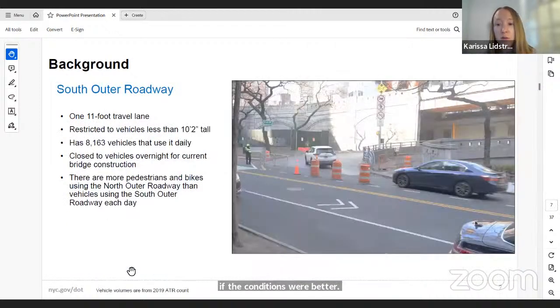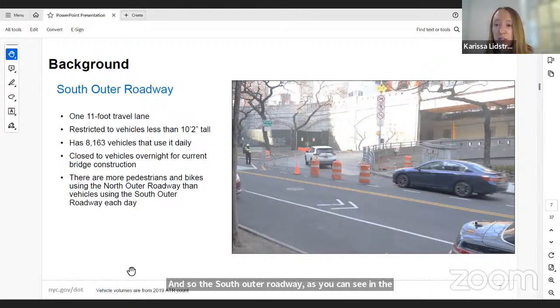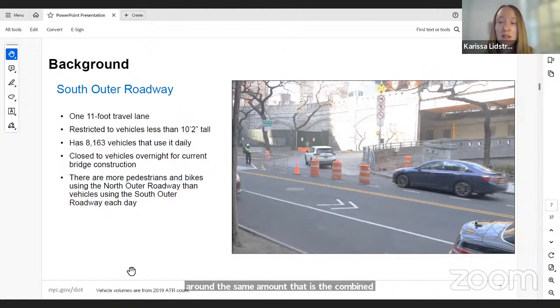And so the south outer roadway, as you can see in the right-hand image, is one travel lane that takes vehicles, primarily passenger vehicles, because there is a height restriction from Manhattan to Queens. Currently, the south outer roadway has been closed overnight while the upper deck repairs have been going on. And then thinking about the vehicle volumes that use the south outer roadway, those numbers are actually around the same amount as the combined total of the bikes and pedestrians that are using the north outer roadway daily.